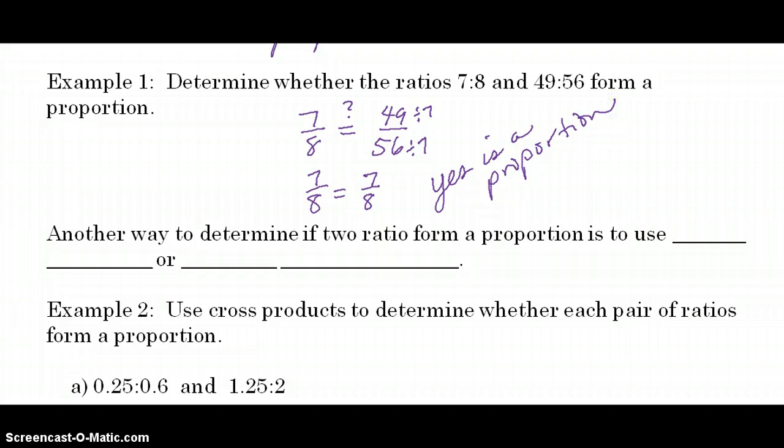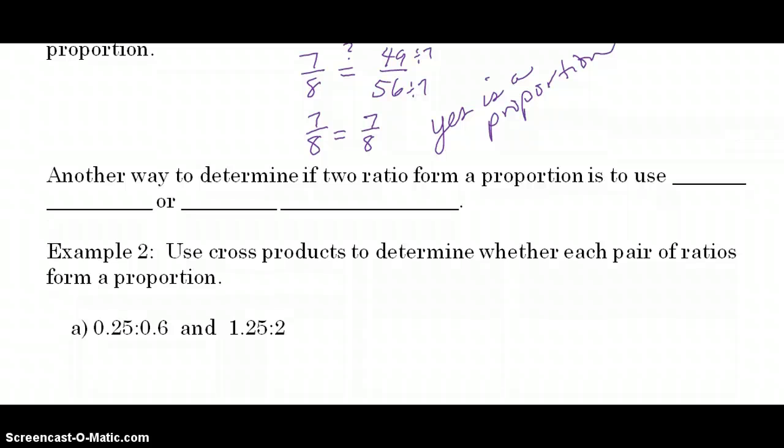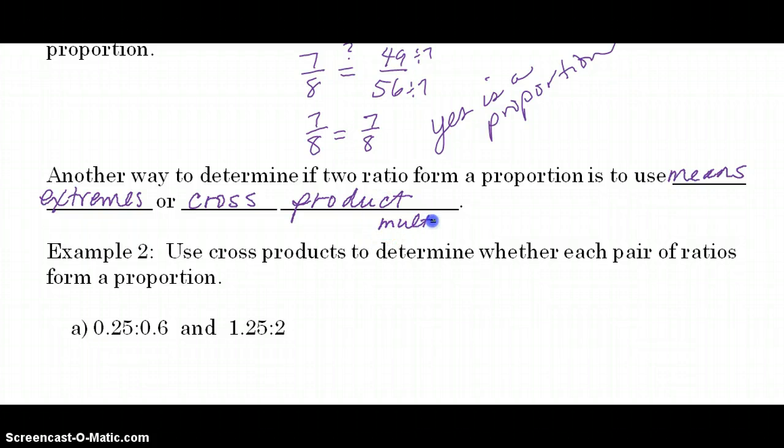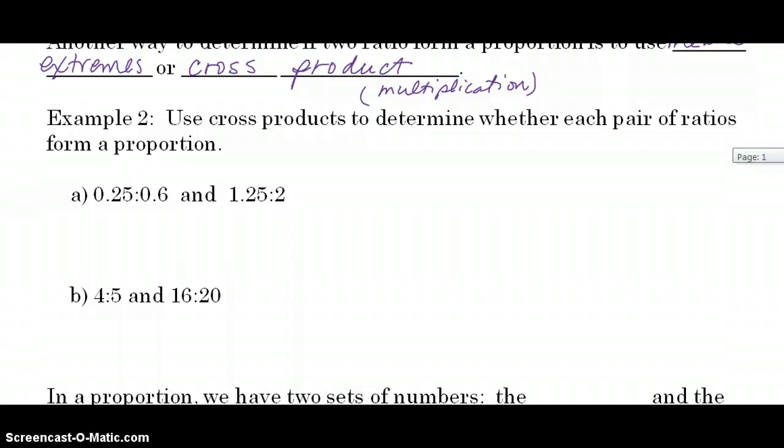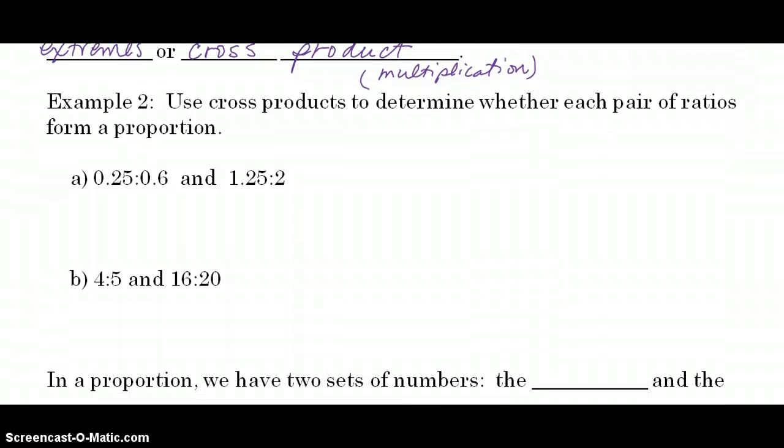Another way to determine if two ratios form a proportion is to use means extremes, also known as cross multiplication or cross product. Your book calls it cross product. Product is the result of multiplication. So cross multiplication or cross product. You use cross products to determine whether each pair of ratios can form a proportion.